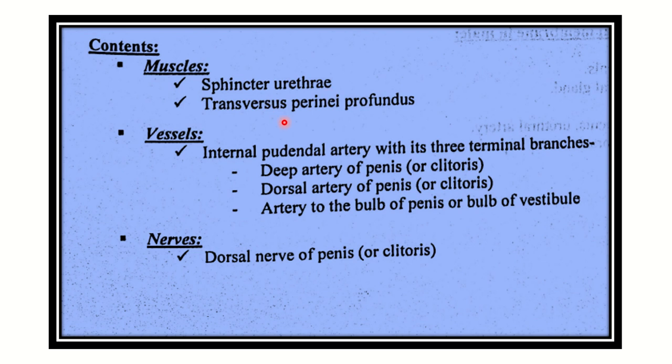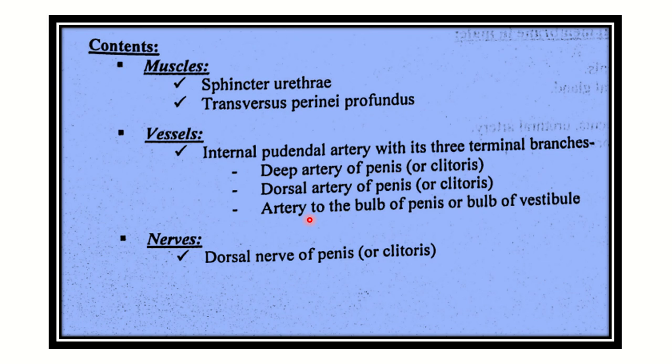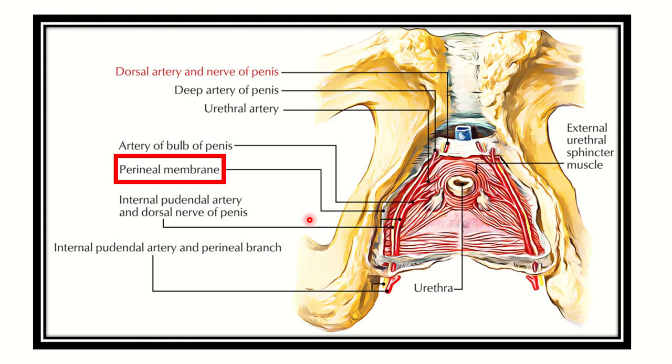Important muscles are the sphincter urethrae and the transverse perineal muscle. Vessels: the dorsal artery of the penis, deep artery of the penis, and artery to the bulb of the penis or bulb of the vestibule. Nerve: the dorsal nerve of the penis and clitoris. Here we can see this is the cut edge of the perineal membrane.